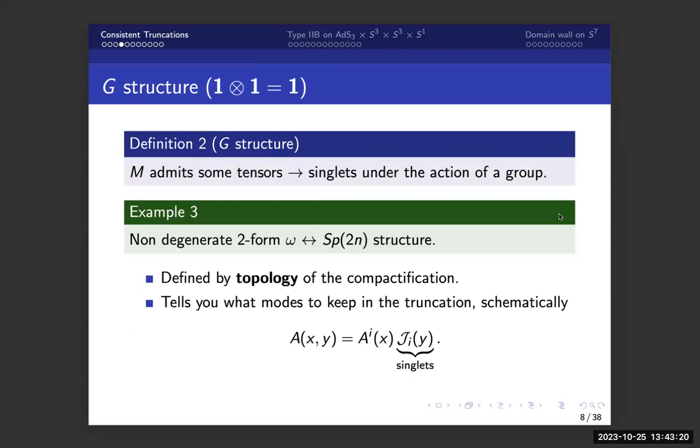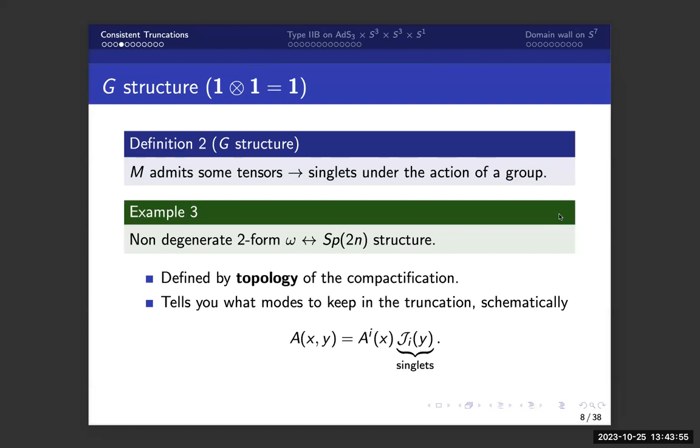Okay, so I will be schematic. All these things have proper definitions as well, but since I will not need the full power of this technology, I will try to be more schematic. So first, the G structure. This will always be defined whenever you have some manifold which admits a set of specific tensors defined on it, that satisfy some algebraic relations that define them to be singlets under the action of some group. And then that group will be the G of the G structure.